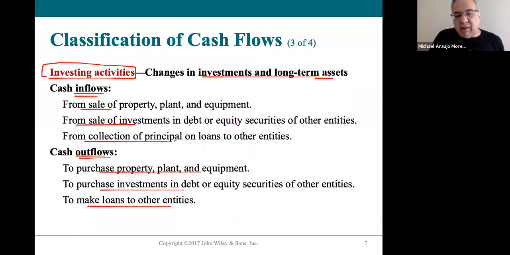You might also be collecting loans that you made, and that would also be an investing activity, okay? Because when you made the loan, you made it as an investment. So when you collect it, you're collecting it as an investment. So that's why it is an investing activity here.